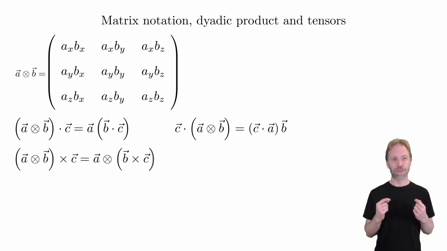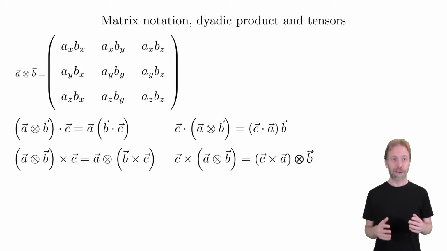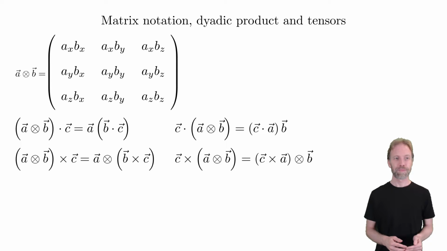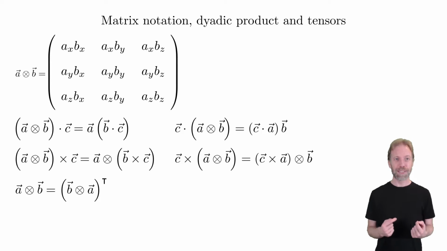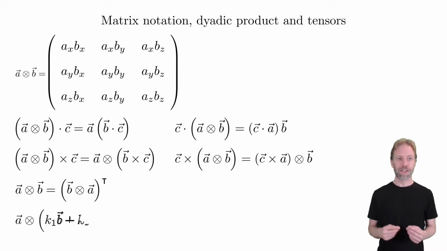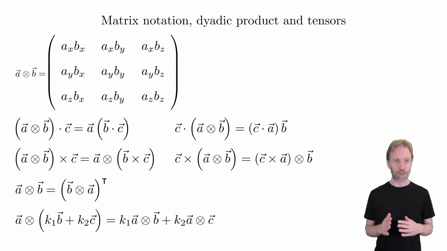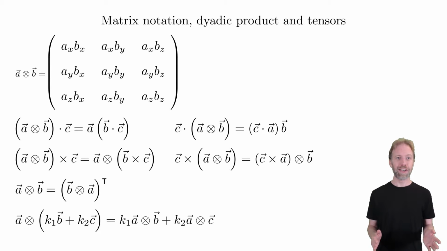I will not talk about the cross product with dyadic products here, but it exists and it behaves in the same way, which means that it is associative and you can change the order of operations without affecting the results. Some other relationships that can be useful to know is that if we change the order of A and B, it will create the transpose matrix. The dyadic product is linear in the same way as the dot product and the cross product. With that, I will continue and try to show some examples of where we need tensors in physics.